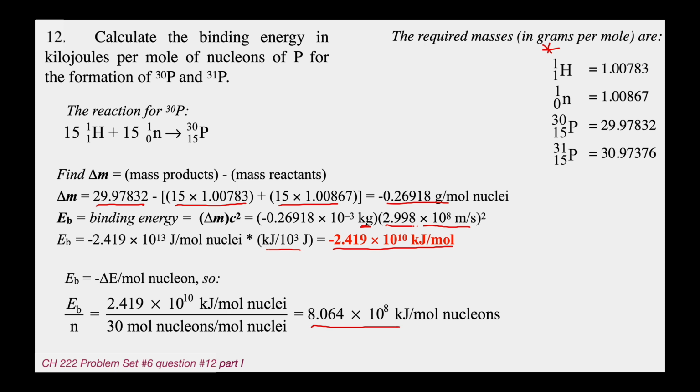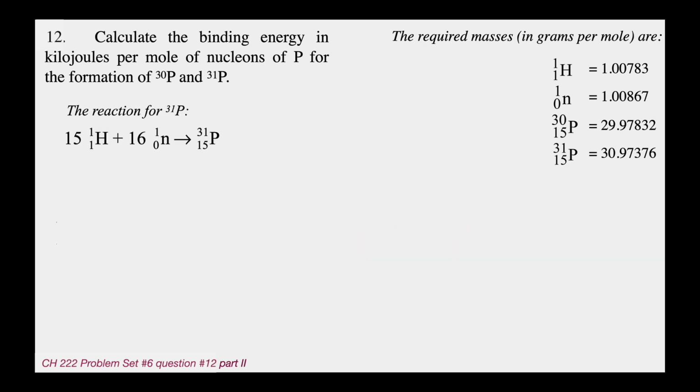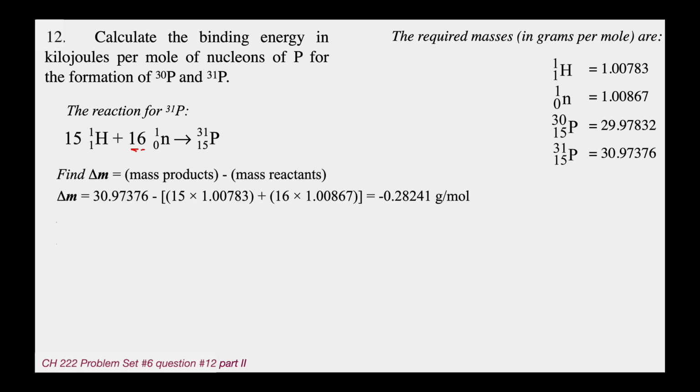What I'd like to do right now, though, is let's do the same process, but for phosphorus 31. Now, phosphorus 31 is very similar to phosphorus 30, except there are now 16 neutrons. Phosphorus 31 has one more neutron than phosphorus 30 does. But the process is going to be almost identical. We're going to find the change in mass. It comes out again to be a negative number. Mass has been lost, making phosphorus 31, but that's okay.